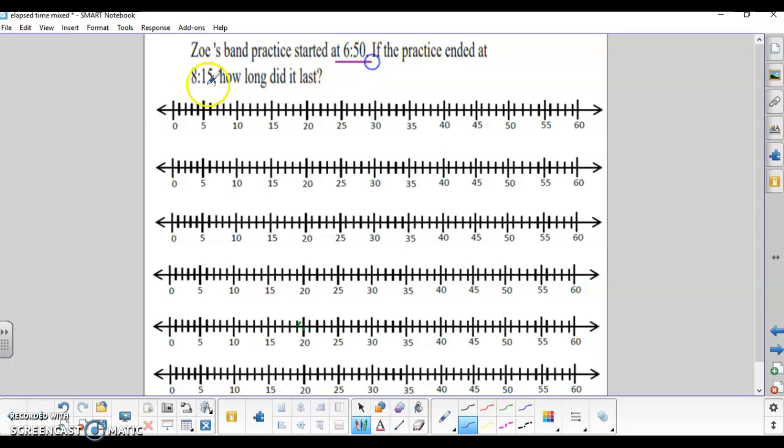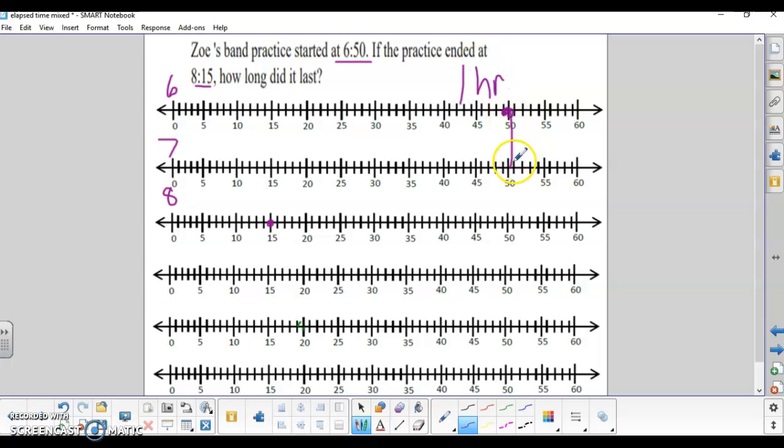So it started at 6:50. I need to label here 6:50. And I need to also label 8:15. So this is 6 o'clock, 7 o'clock, 8 o'clock, 8:15. So now I need to figure out my hours and my minutes. I'm going to go down 1 hour. Can I go down another hour? If I end right here, that is past my dot. So I cannot go another hour. So far we have 1 hour.